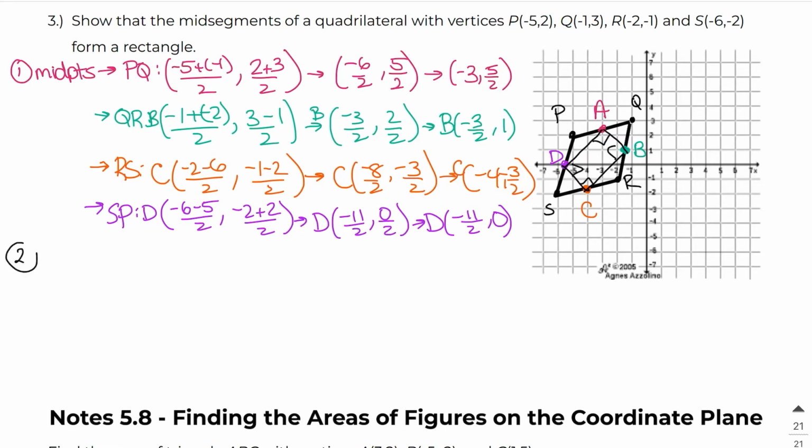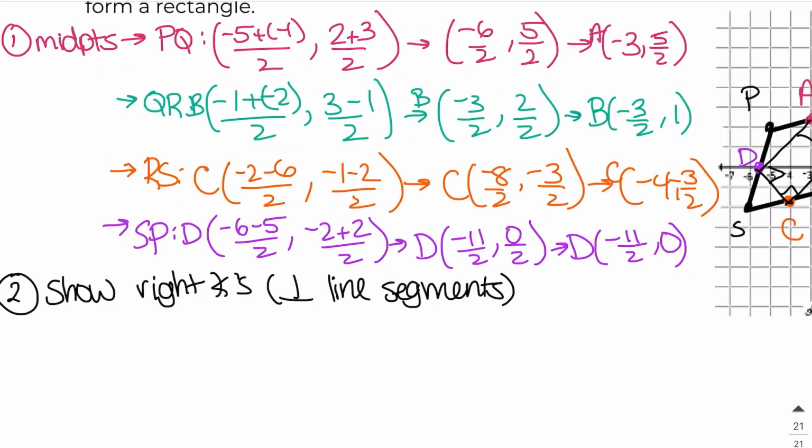So the next thing I need to do is show that I have right angles, or in other words, I need to show that I have perpendicular line segments. So I need to find the slope of each one of these lines that I have here. So the first line that I will find the slope of is line AB. So I'm going to find the slope of AB first.